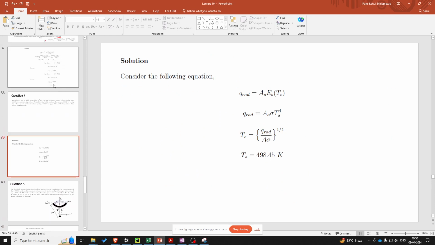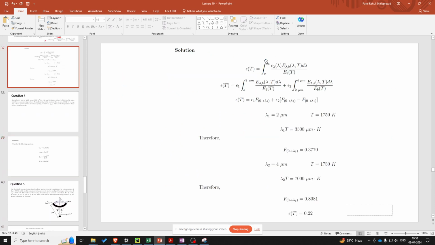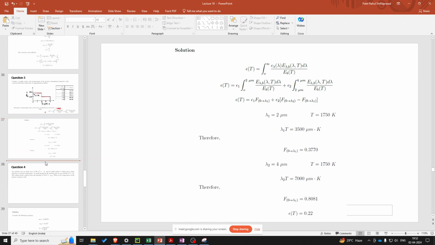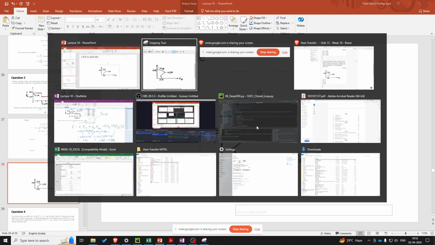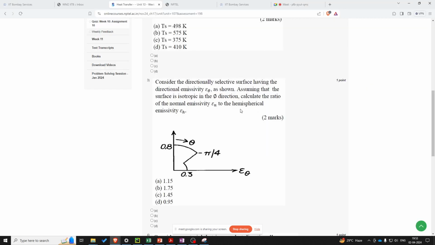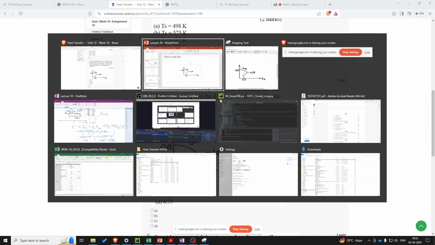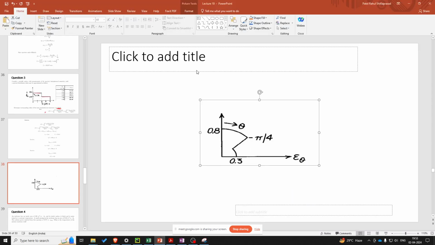If the spectral emissivity changes with wavelength, we can just integrate it with respect to the wavelength. That is what we saw in the previous question. Over here, what we have been given is that the emissivity is changing with the value of theta, correct? And in the question, we have been given that it is isotropic in the phi direction. So basically phi remains constant. All those other parameters you can just treat as constant, and the value of theta is the only value that is changing.